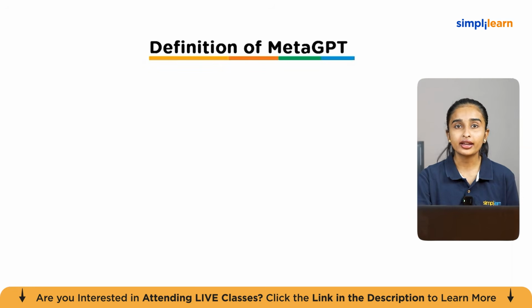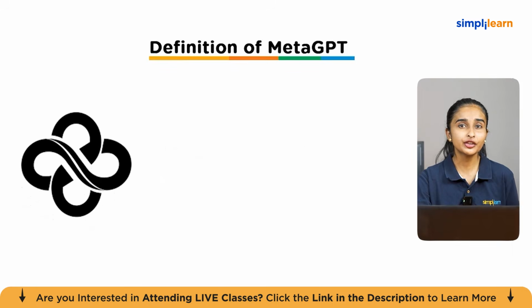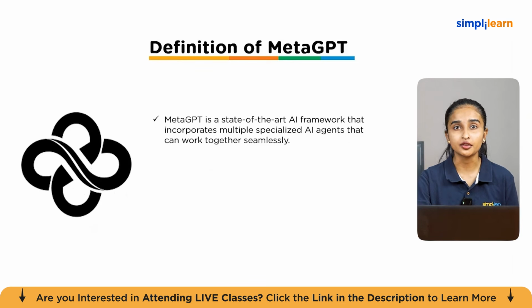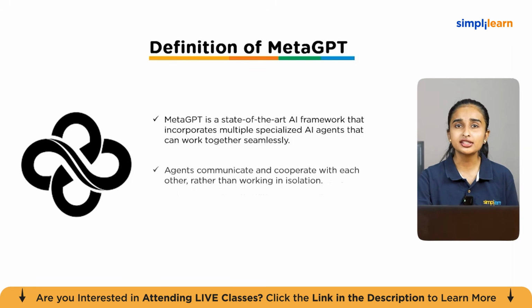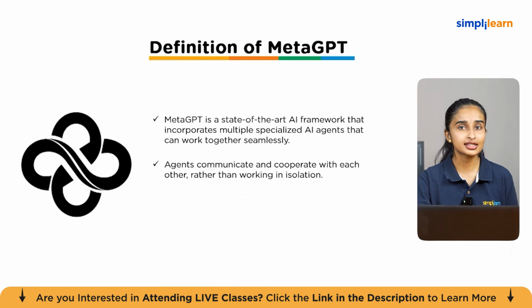So let's start off by understanding what MetaGPT is. MetaGPT is a state-of-the-art AI framework that incorporates multiple specialized AI agents that can work together seamlessly. It's like creating a whole team of expert workers, each with their own area of expertise but all collaborating in harmony to accomplish a shared goal. What sets MetaGPT apart from traditional AI systems is its ability to have these agents communicate and cooperate with each other, rather than working in isolation.